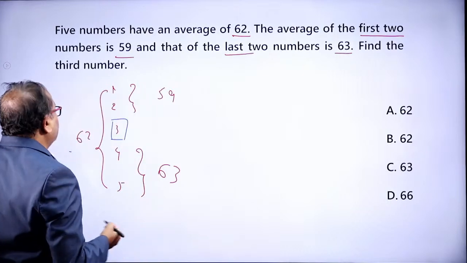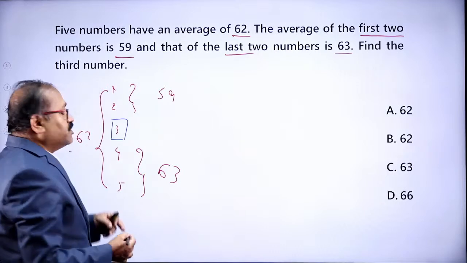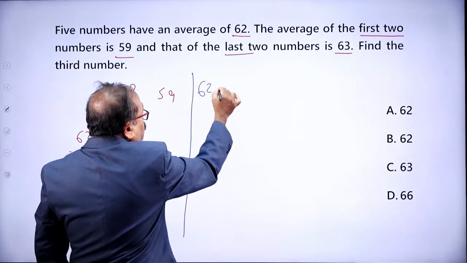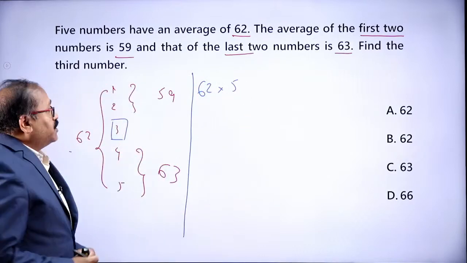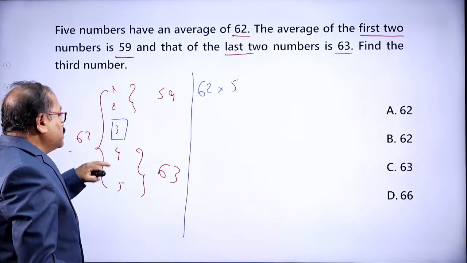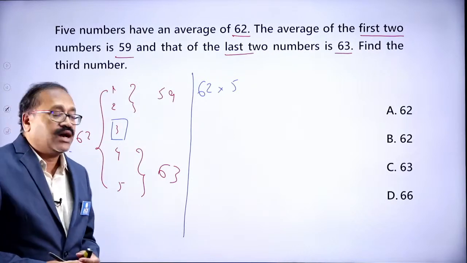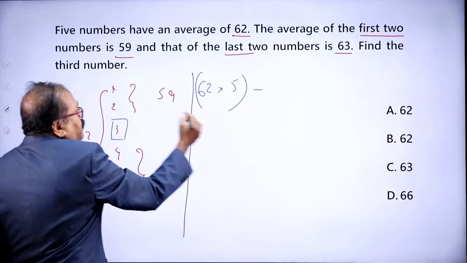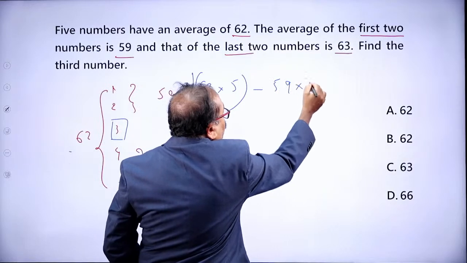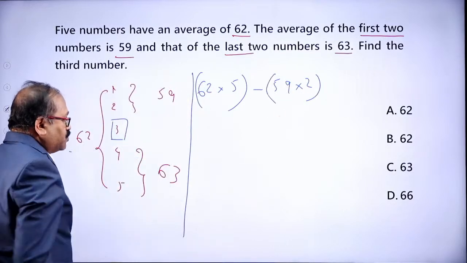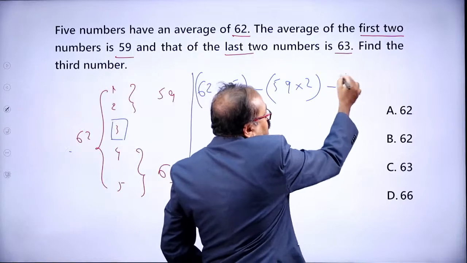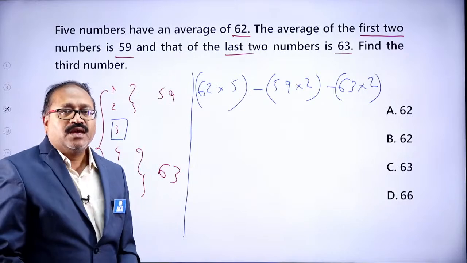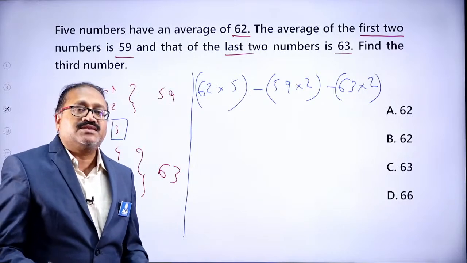So I know that there is a general approach here, that is 5 numbers are there. What will be the total of 5 numbers? That is 62 into 5, that's the total. From this total, if I take out the total of the first 2 numbers and the last 2 numbers, I will get the answer. So from here, take out 59 into 2, and also take out 63 into 2. So here your answer lies. But are there any different methods to answer this question?